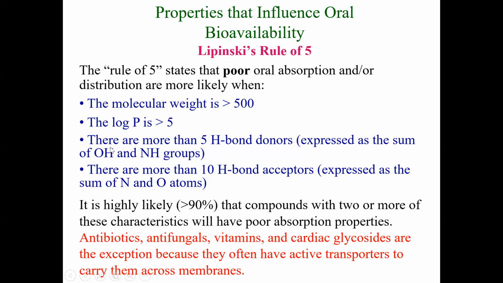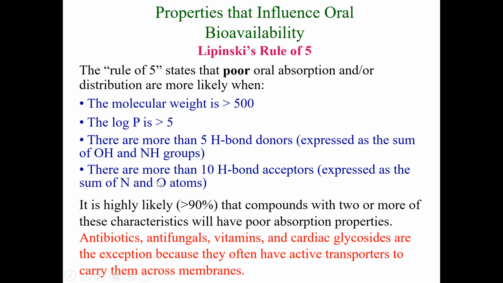If there are more than 5 hydrogen bond donors, so if you take hydrogen bond donors, it's basically all of those functional groups that are OH and NH group. If you add all of the OH and NH groups together, and if those number of groups are more than 5, then you have a problem, because then you may also see poor oral absorption. If you then add up all of the N and O atoms within your chemical structure, and all of them are more than 10, then also you may see some poor oral absorption.